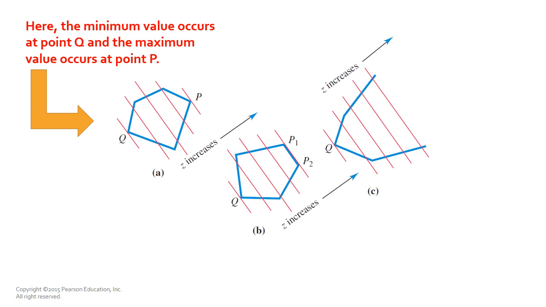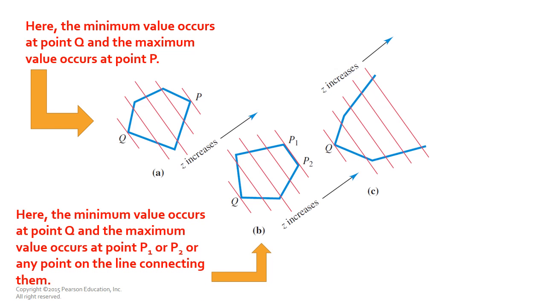The first one, the minimum value for the lines would occur at point Q, and the maximum at point P. Our next one is also bounded, and our minimum is at point Q, but you'll notice that our maximum is actually at points P1 and P2. In fact, it lies on every point that goes in between them.